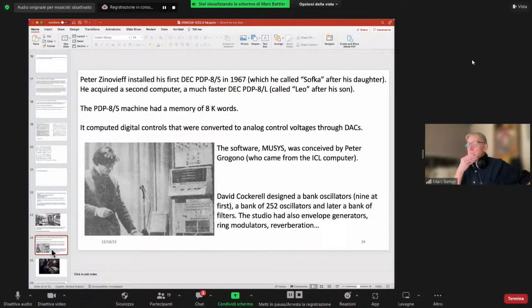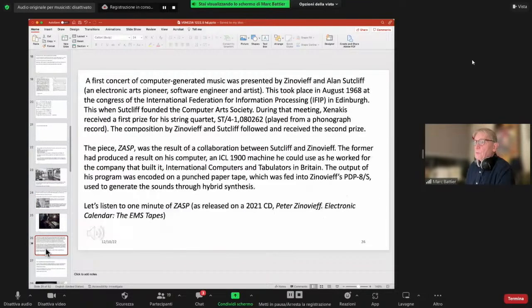So he first acquired a PDP-8S in 1967, and soon after he got a second computer, PDP-8L. Now, the software was written by Peter Grogono, and I'm going to play an excerpt from the first piece which came out of that system.